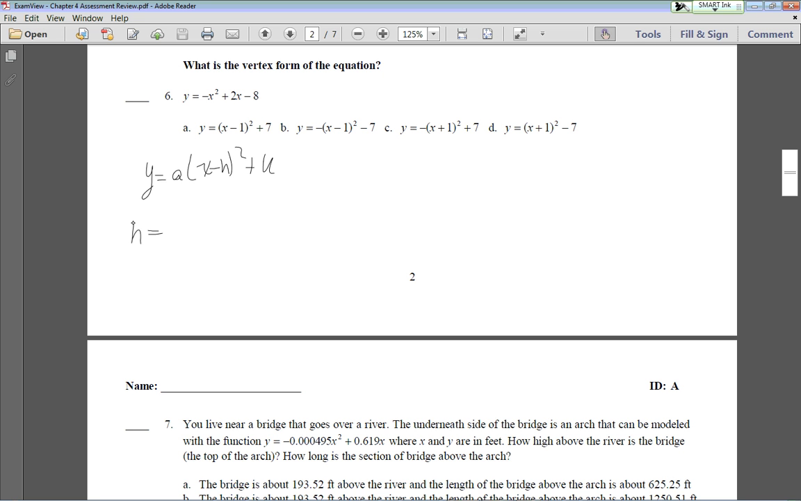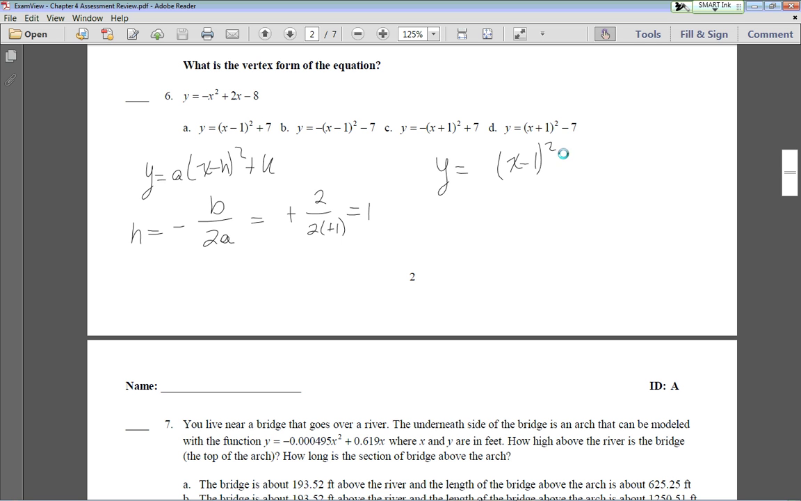Well, if you remember, h equals negative b divided by 2a. So that equals -(-2) over 2 times -1. Again, these go to positive, so this equals +1. So now we know y equals, let's leave a blank for a second. h is +1, so this is going to be (x minus 1) squared.